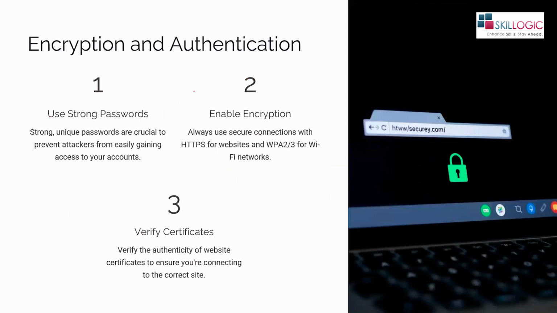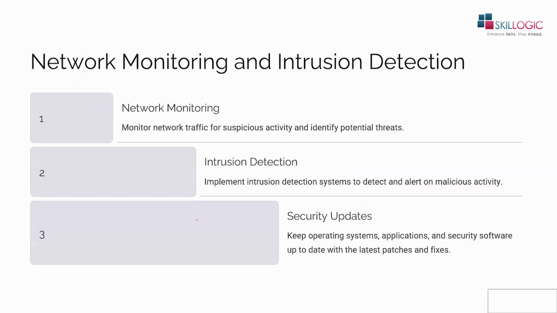So encryption and authentication. Use strong passwords first: use strong, unique passwords for crucial accounts, to prevent attackers from easily getting into them. Enable encryption: always use secure connections, with HTTPS websites and WPA2 or WPA3 for Wi-Fi networks. Then verify the certificates: verify the authenticity of a website's certificates to ensure we are connecting to the correct site. Network monitoring and intrusion detection: continuous network monitoring will be required. And security updates: we need to keep updating our operating systems, services and applications, to fix all the bugs.